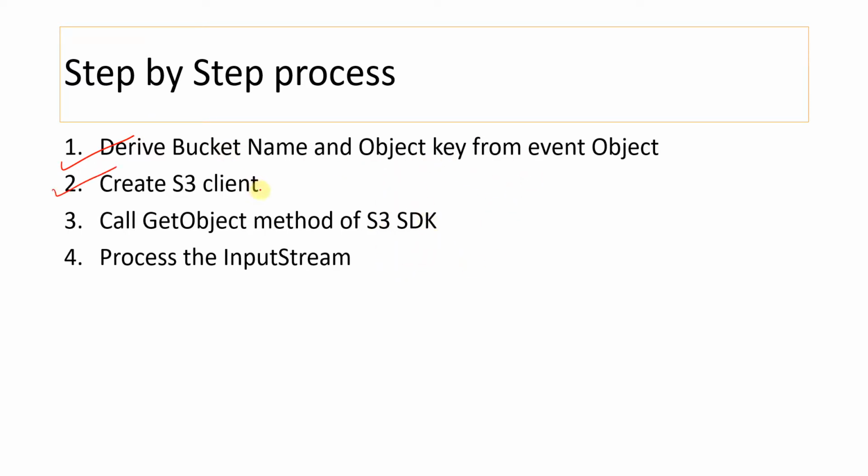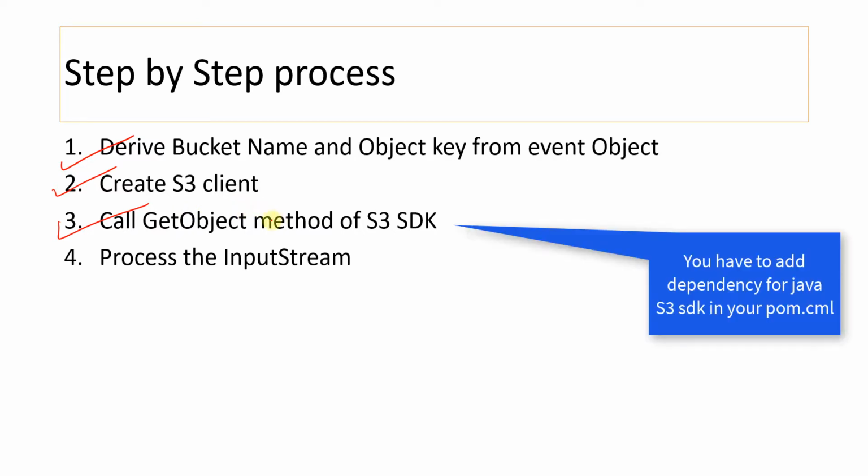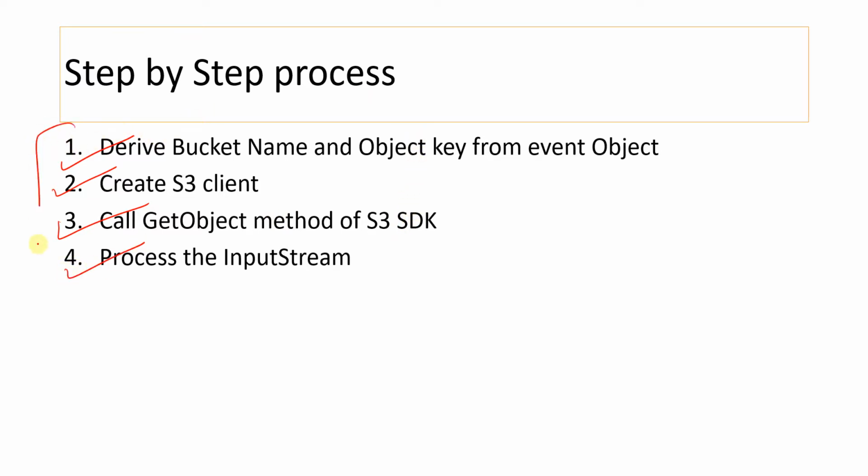Then you create S3 client. For creating S3 client, you don't need AWS access key and secret key in Lambda. And you can use profile credentials provider to get the client. So once you have the client, you can pass bucket name and object key in getObject method that will return you a stream of object which you can process. So I will give you demo for all these 4 steps when we code our Lambda in Java.